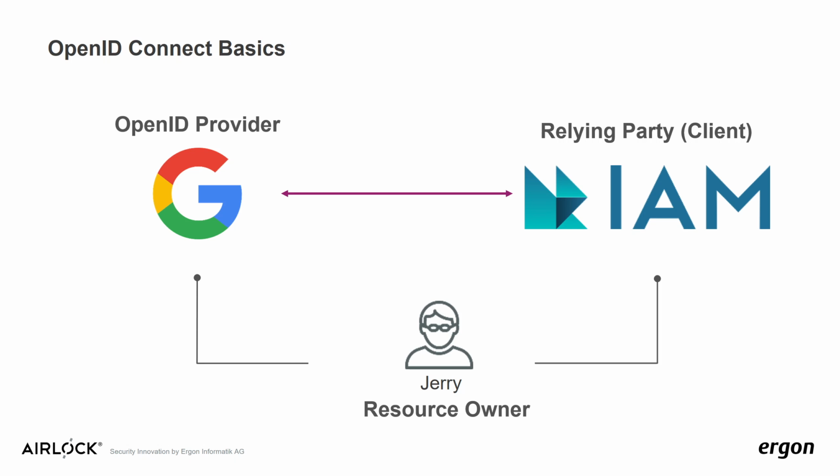The ID and secret has to be set on the relying party, in this example Airlock IAM. At last, the OpenID provider Google needs an authorized redirect URL. Users will be redirected to this URL after they have successfully authenticated with Google.